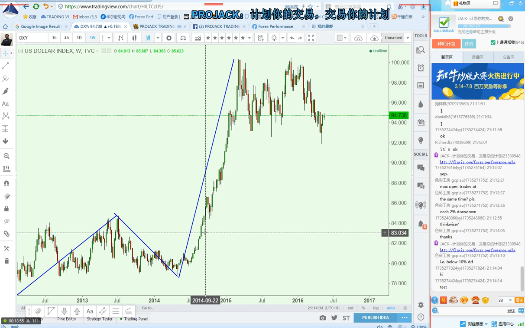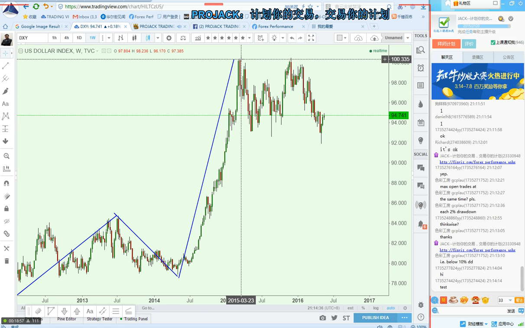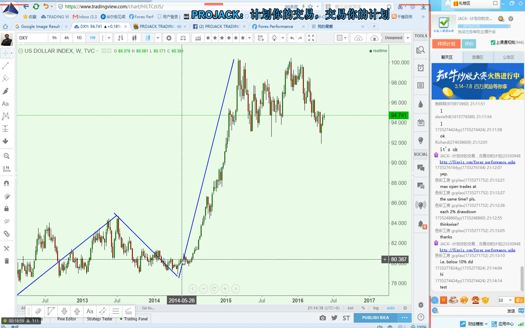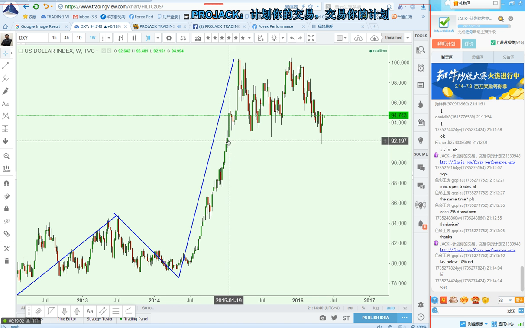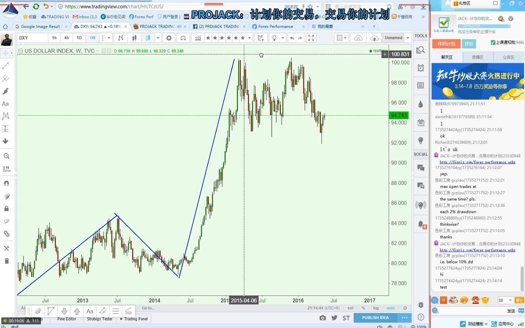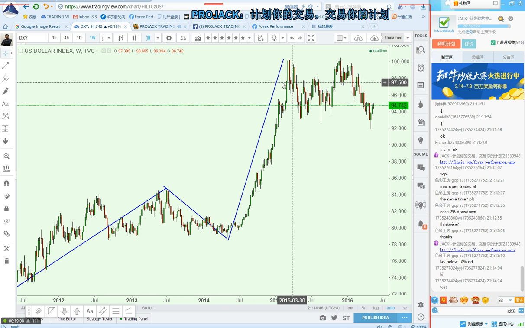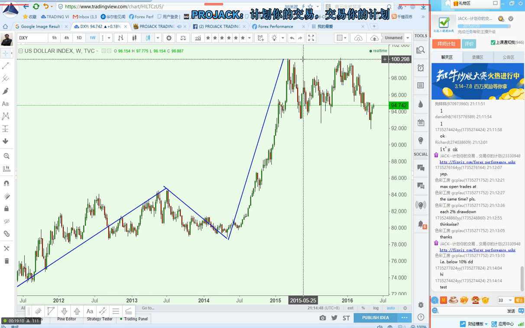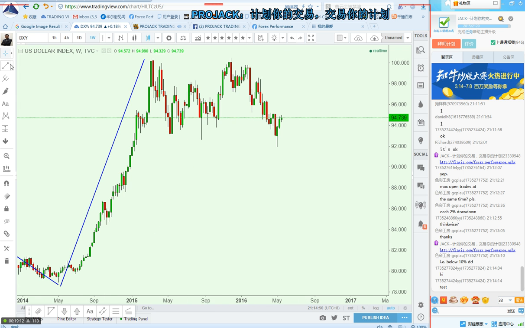Correct, and that is because the Fed is going to hike rate in 2016. So the market already starts this move before the Fed really increases the rate, and the dollar gets strength all the way to the 100. And after that, what do we have?